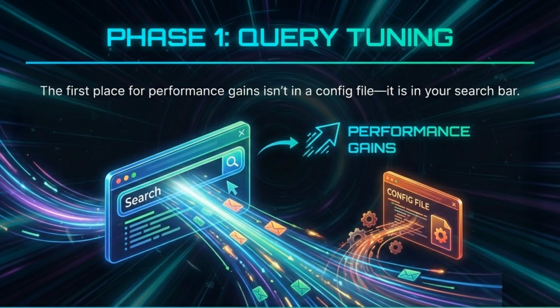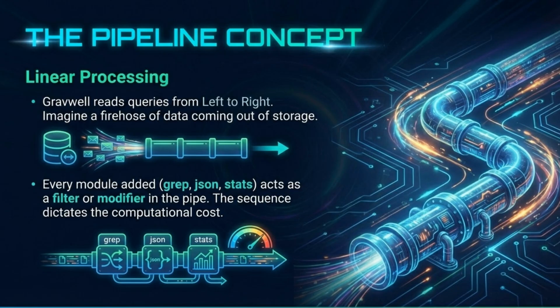The first place for performance gains isn't a config file, it's right in your search bar. Gravwell uses a pipeline concept. Queries are processed linearly from left to right. Each module, like grep, JSON, or stats, acts as a filter or modifier. The sequence dictates the computational cost.